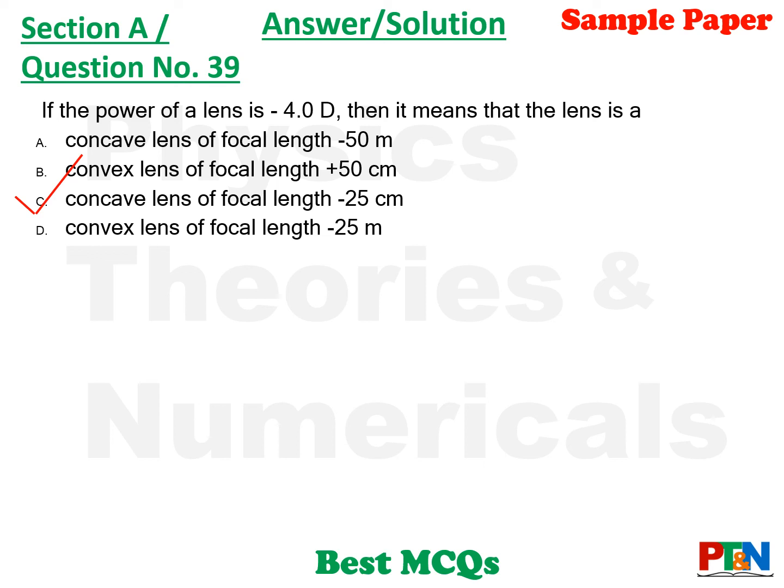Small calculation. Let's have a look. See, we know that power is given by 100 by focal length expressed in centimeter. So simple calculation. So focal length in centimeter will be 100 by the power, that is 100 by minus 4, that will be minus 25. Minus means it is a concave lens and focal length is 25 centimeter.